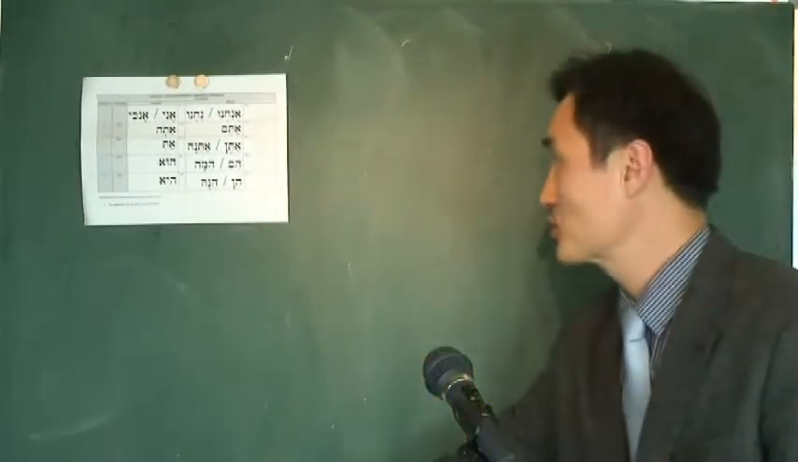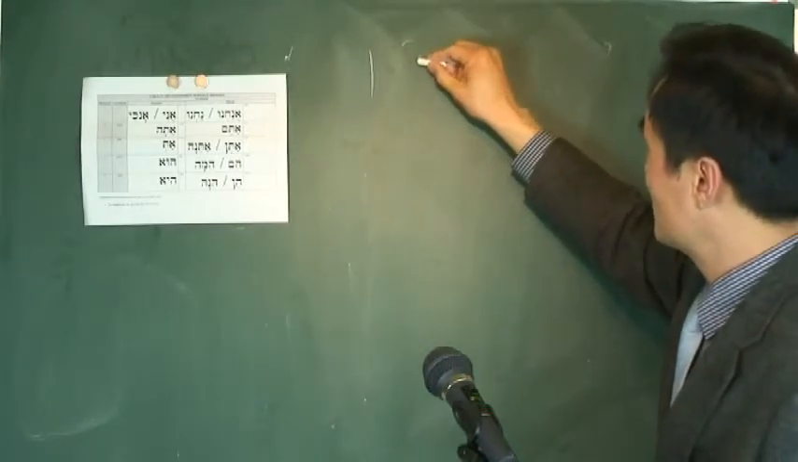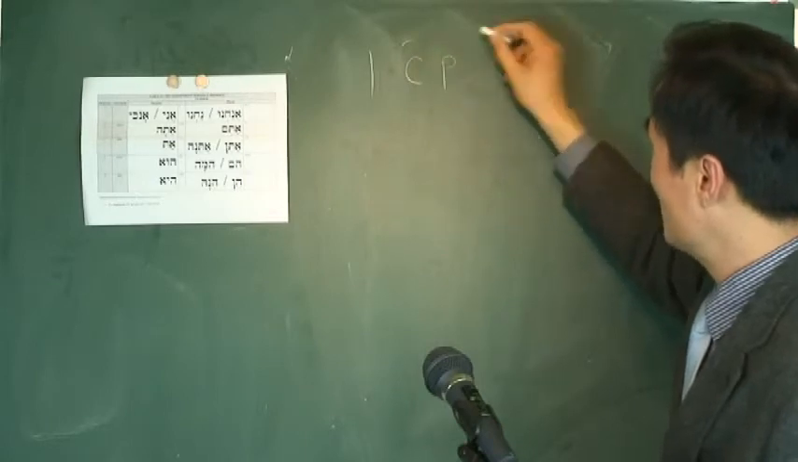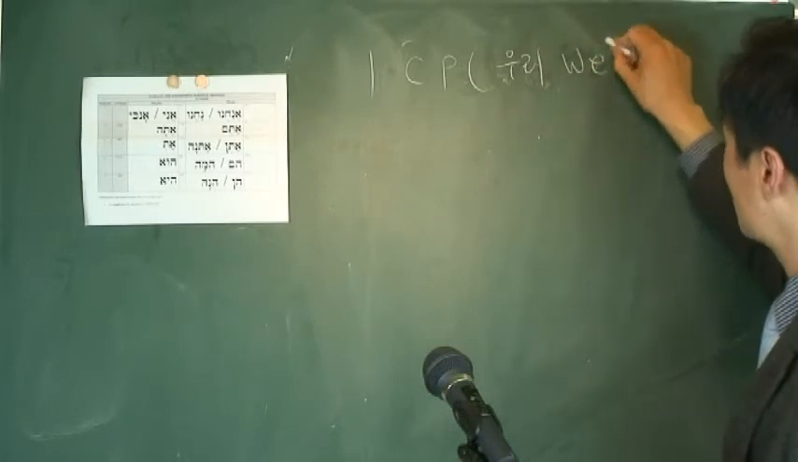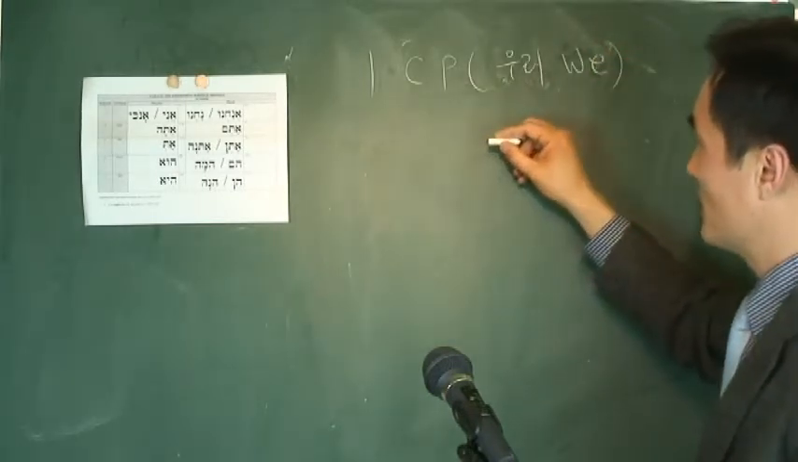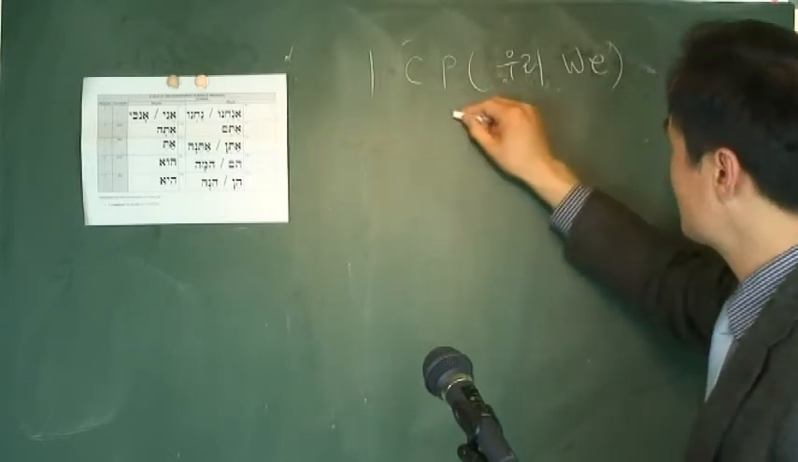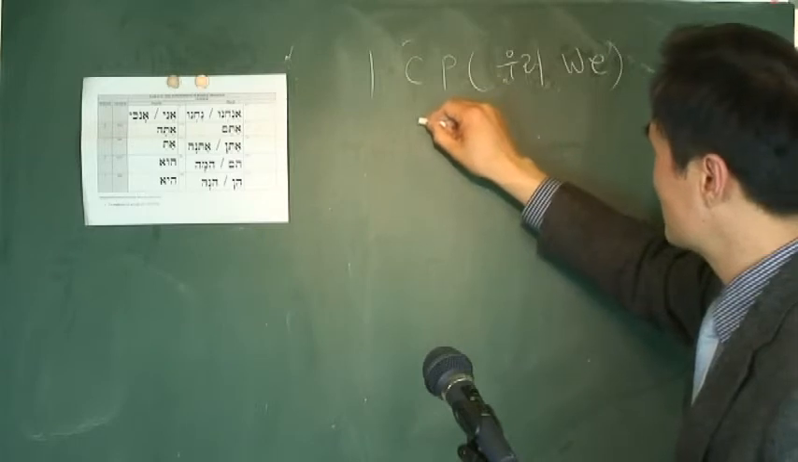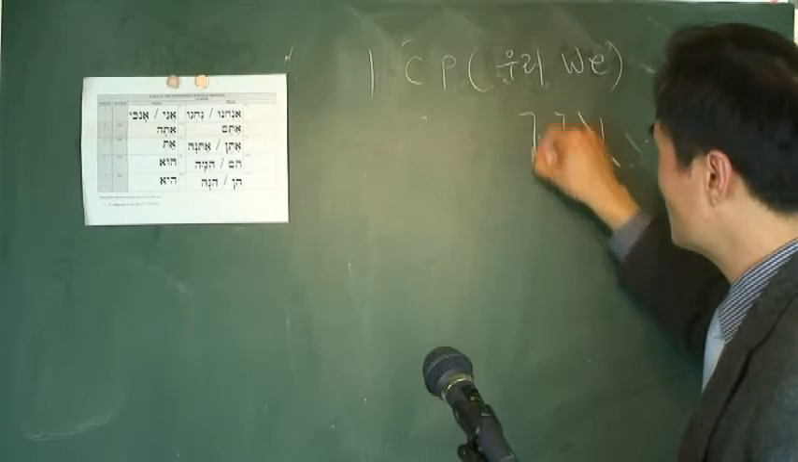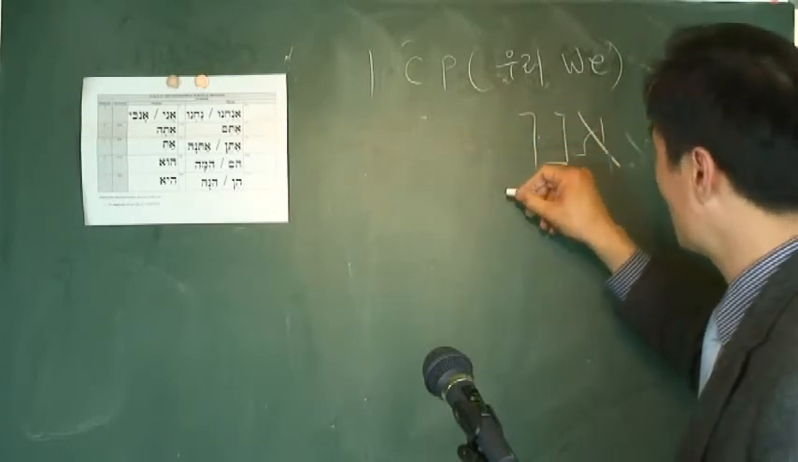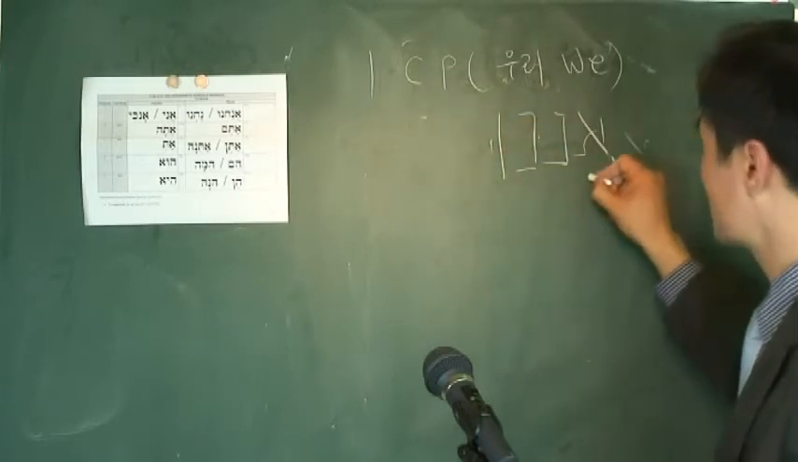Next, let's look at the plural forms. The first person common plural is we. Ahnu and Anahnu are both applicable.